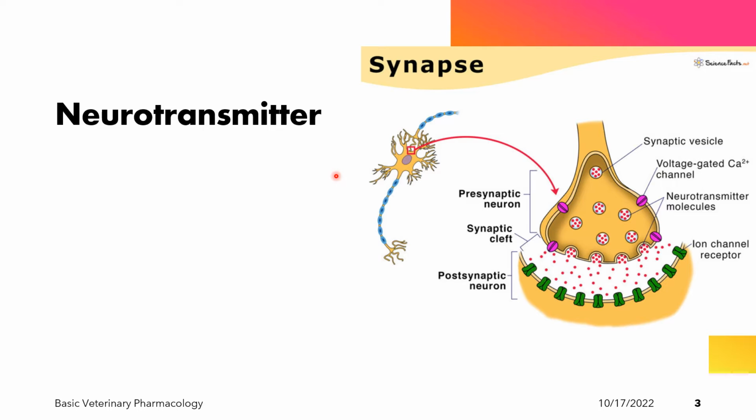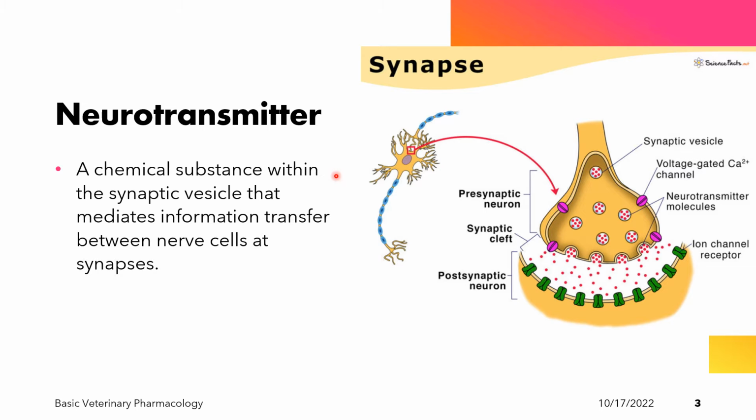So what do we mean by a neurotransmitter? So a neurotransmitter is a chemical substance within the synaptic vesicle that mediates the information transfer between the nerve cells at synapses. So basically when we say synaptic vesicle, that is a structure that is found at the axon terminal.